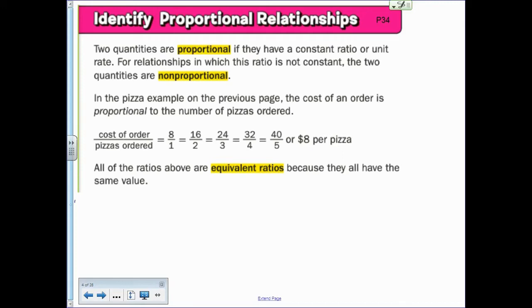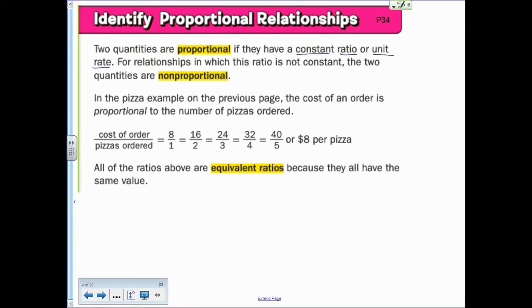Okay, let's take a look at Chapter 1, Lesson 4, proportional and non-proportional. It says two quantities are proportional if they have a constant ratio or unit rate. So a constant ratio or unit rate. We learned about unit rates in Lesson 1. To be constant means it is the same over and over and over again.